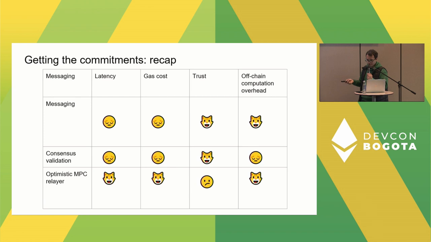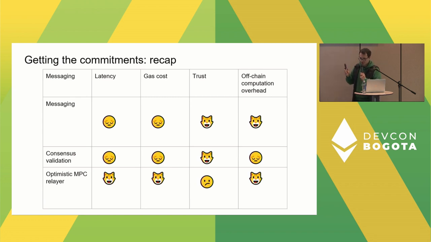Verifying the consensus. In terms of latency, we are sad, because we need to generate the proof that we've done it. It takes a bit of time. In terms of gas cost, we are, I would say, sad, because we need to verify the actual ZK proof, which is way more expensive than just consuming a message or verifying a signature. In terms of trust, we are happy, because we verify the consensus itself. And computation overhead, it's significant, right? Because we need to generate a proof.